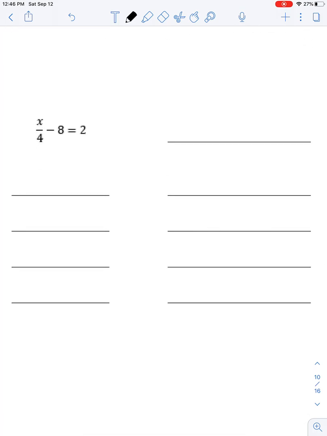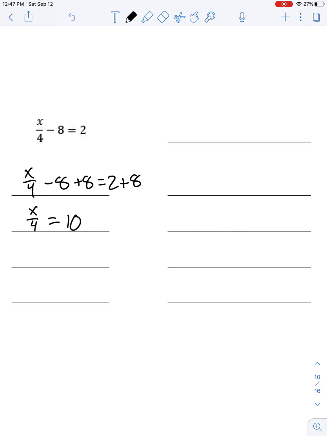Next one. Okay, so we have x over 4 minus 8 equals 2. So to do this one, we are going to first add 8 to both sides. X over 4 minus 8 plus 8 equals 2 plus 8. Okay, and then after that, we are going to simplify. We'll have x over 4 equals 10.